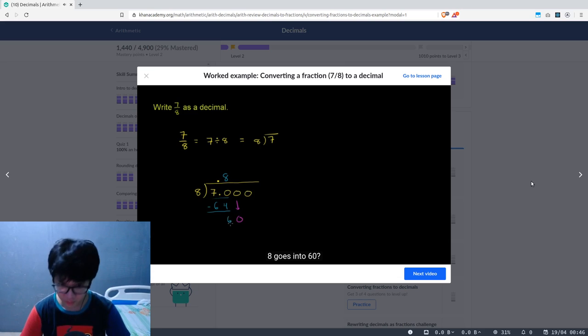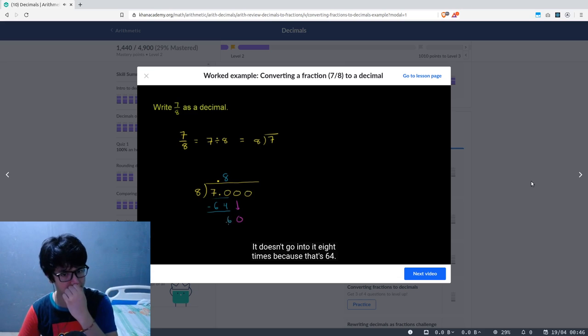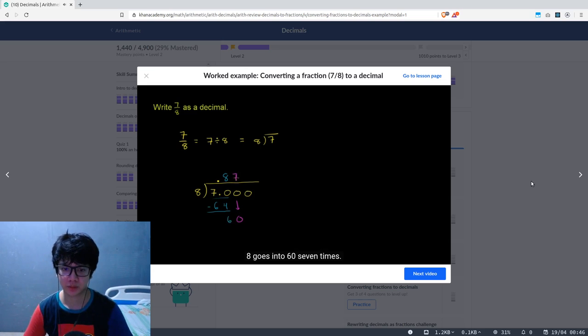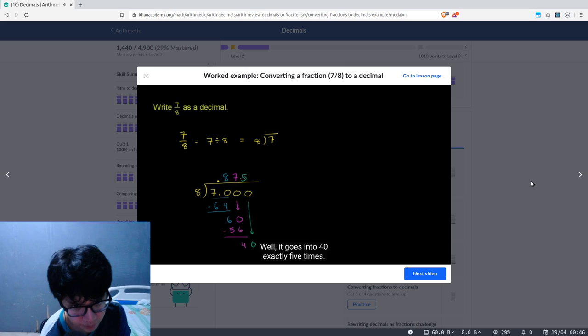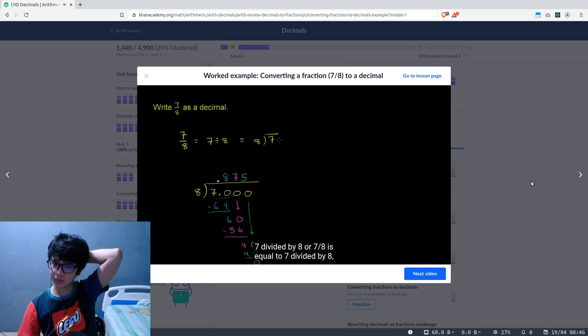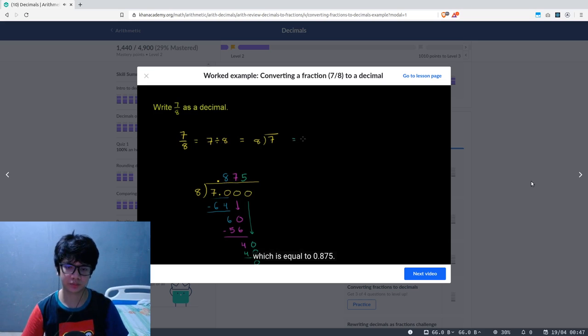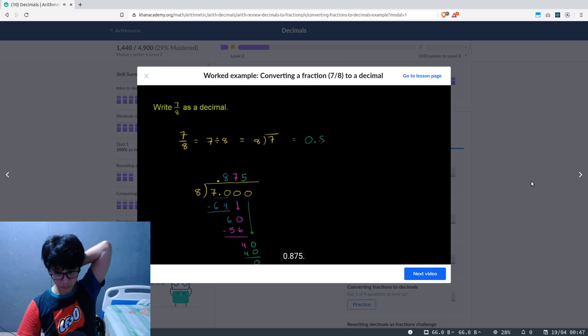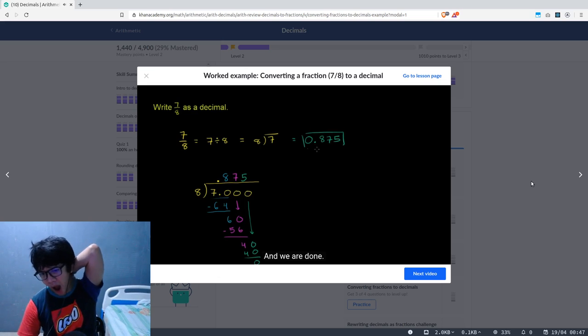8 goes into 60. It doesn't go into it 8 times, because that's 64. 8 goes into 60 7 times. 7 times 8 is 56. And then we subtract again. 60 minus 56 is 4. Now we can bring down another 0 right over here. And 8 goes into 40 exactly 5 times. 5 times 8 is 40. And we have nothing left over. And so we're done. 7 eighths is equal to 7 divided by 8, which is equal to 0.875. I'll put a leading 0 here just so it makes it clear where the decimal is. 0.875. And we are done.